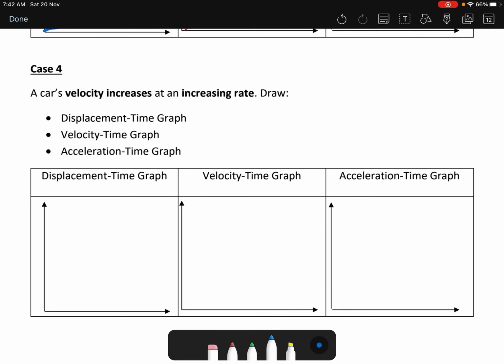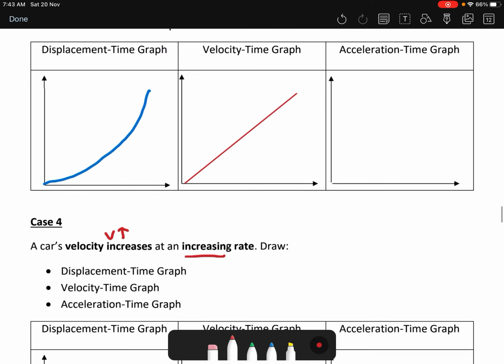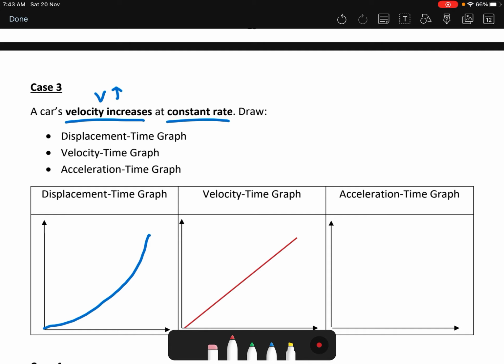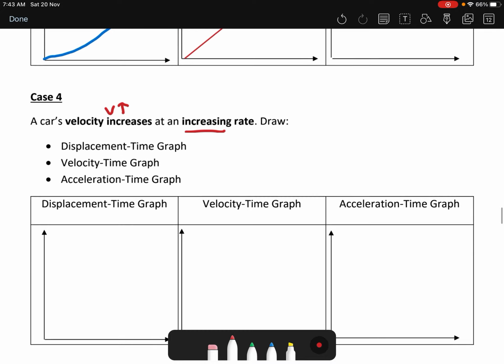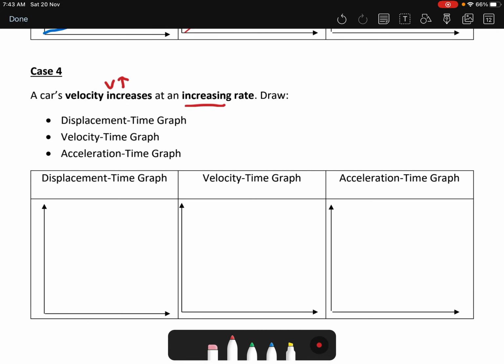Case 4. Now my velocity also increases, but now it is increasing at an increasing rate. Let's draw the velocity-time graph first. First thing first, velocity increases. But what about the gradient? Increasing rate means that the gradient is getting steeper and steeper. Just now my velocity also increased, but my gradient was the same. For case 4, I need to ensure that my gradient is getting steeper and steeper. So it's something like this. You notice that at the start my gradient is not so steep, a bit more gentle. Then after that, my gradient gets steeper and steeper.